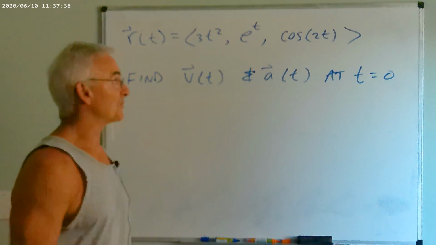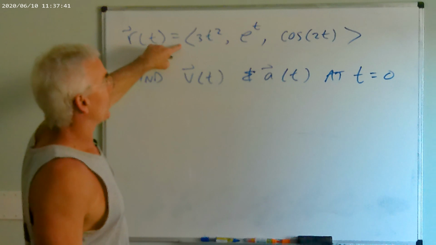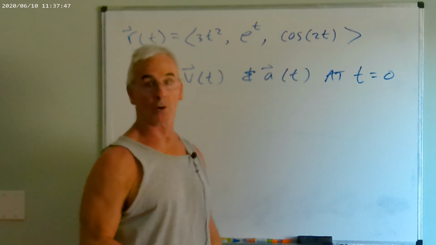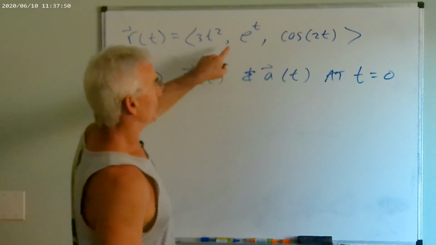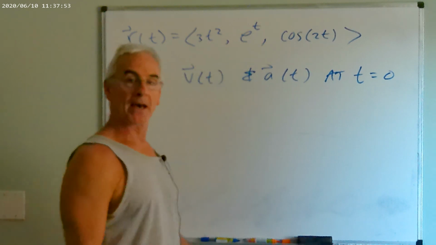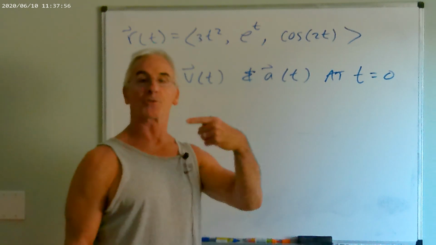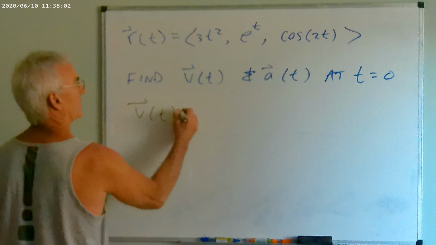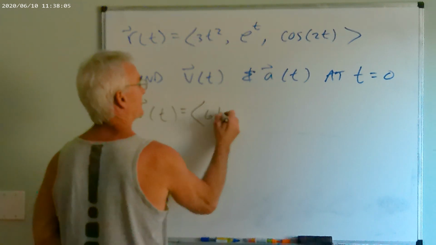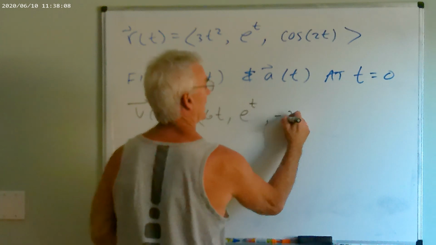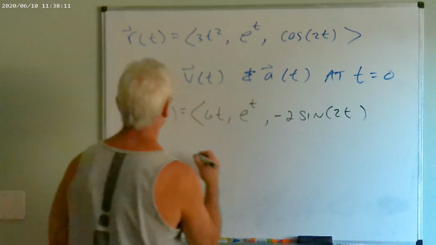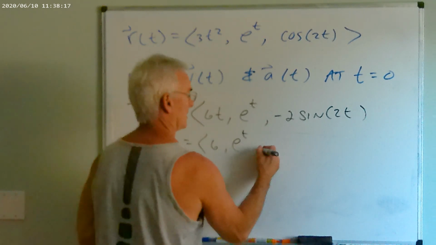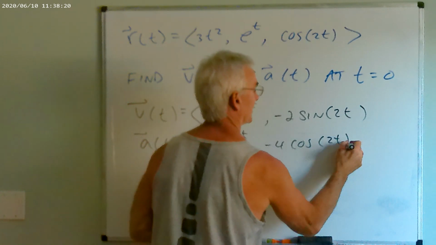Now let's do a simple example of manipulating our position vector. Given the following vector, I would like to find the velocity and the acceleration at time 0. So the way we do things is we do not put t equals 0 in first and then take derivatives, because if we do that, then all of our answers will be the 0 vector. We take all of our derivatives first, and then at the end we want to evaluate. So we'll start with v of t. That would be 6t, e to the t, negative 2 sine 2t. And then we'll find a of t, which would be 6, e to the t, negative 4 cosine 2t.